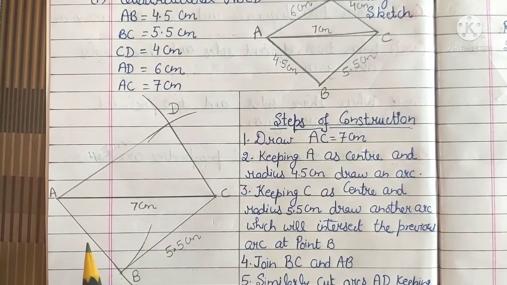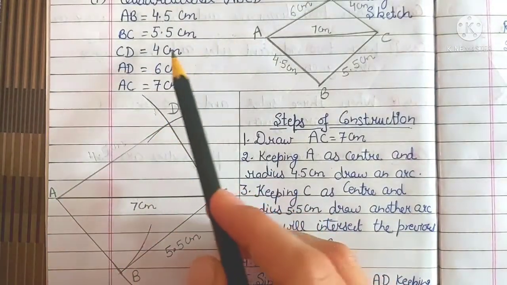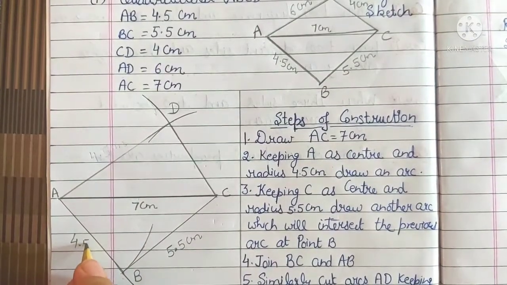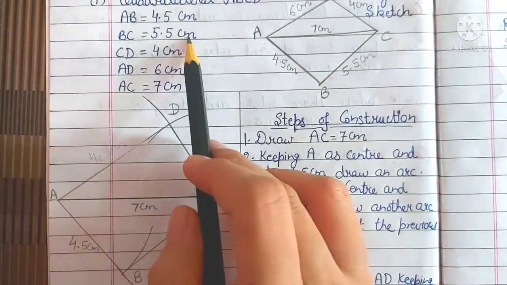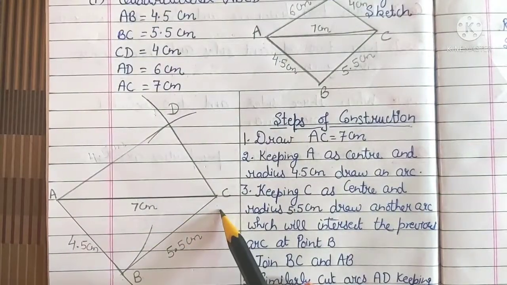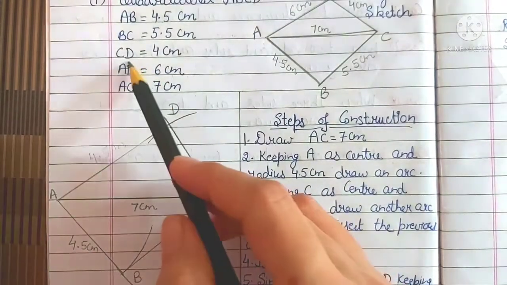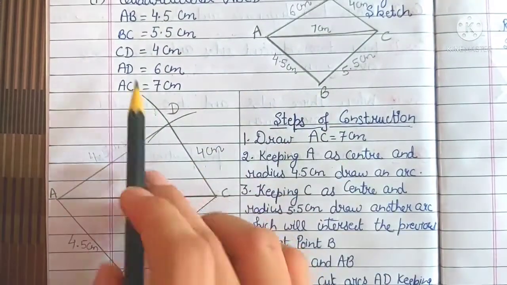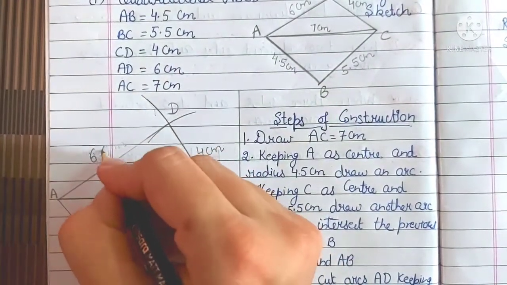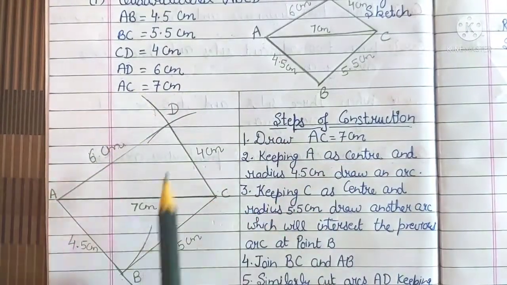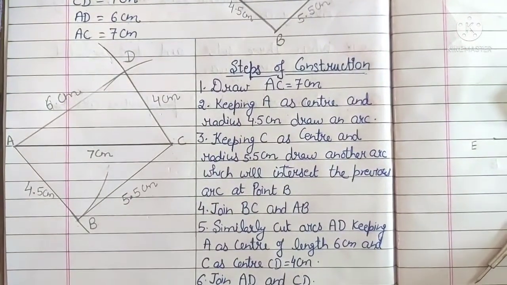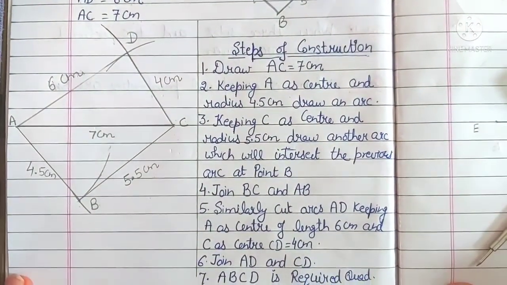We are supposed to write down the measurements in this constructed quadrilateral. So AB is 4.5 centimeter, BC is equal to 5.5 centimeter, CD 4 centimeter, AD 6 centimeter, and AC 7 centimeter. Now we are going to write the steps of construction also.